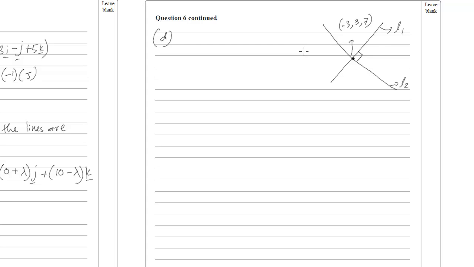That's the second information that we know. The third information we know is that there is a point A that lies, let me write it down here, and the point A has coordinates 5, 7, 3. So let me read the question again. The point B is the image of A after reflection in the line L2.